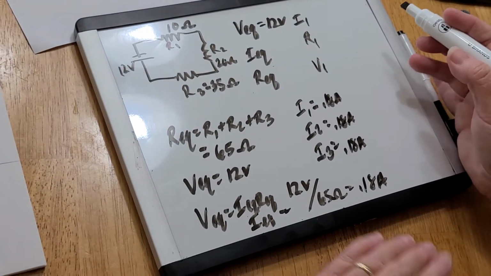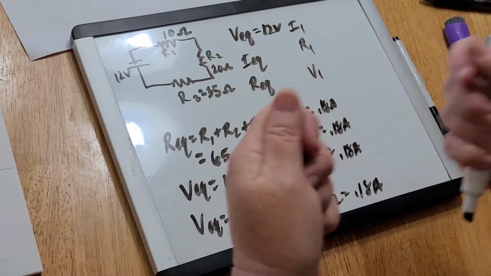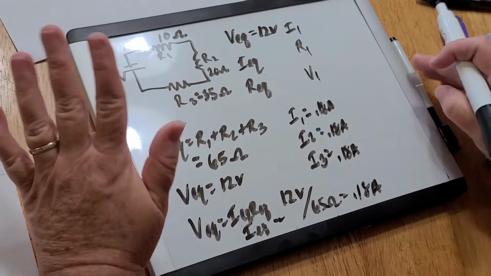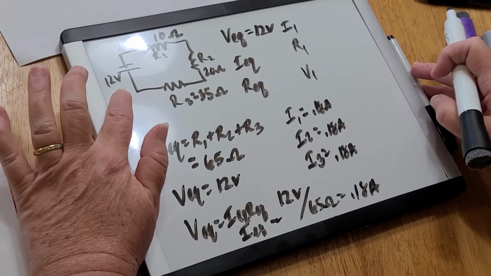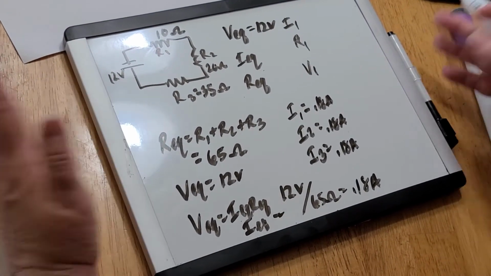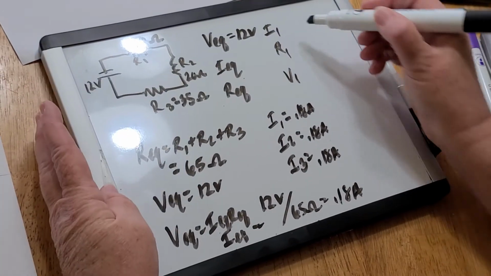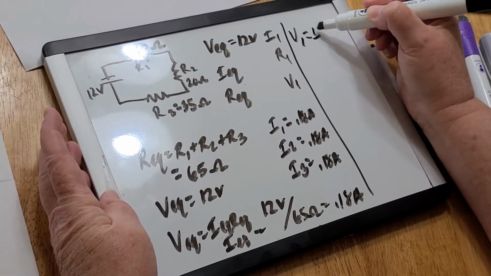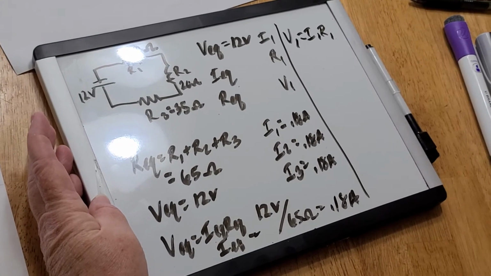So that's the 0.18. But the voltage drop across each one, if I were to take my multimeter and set it for voltage and put it across each one of these resistors, that would be different. It's not going to be the 12 volts. It's going to add up to the 12 volts. So how do I figure that out? Ohm's law again. Use Ohm's law. Just use it like this.